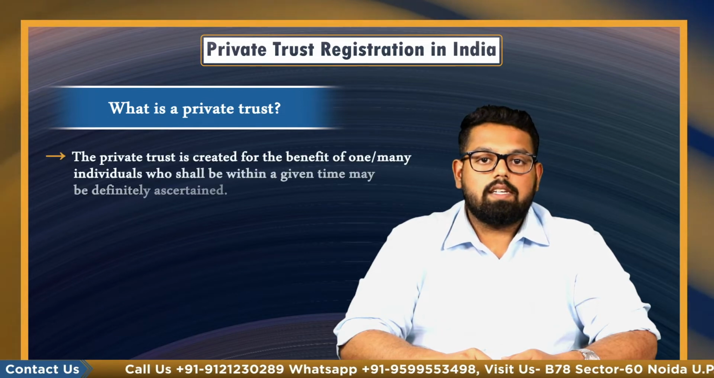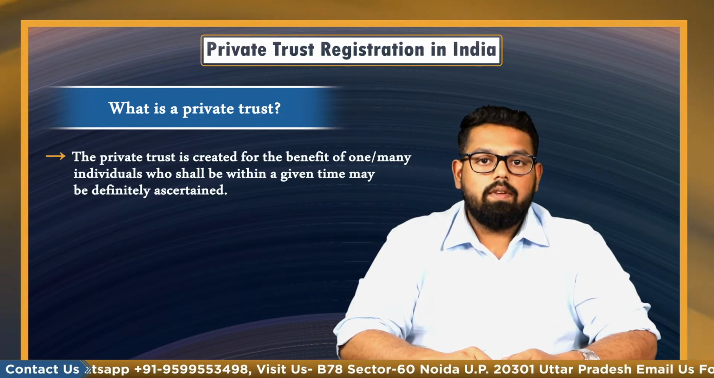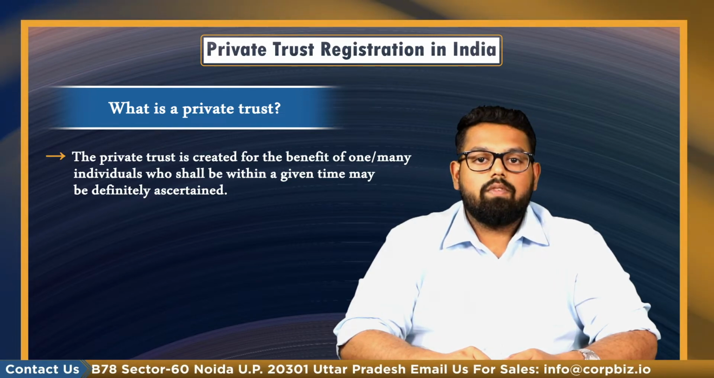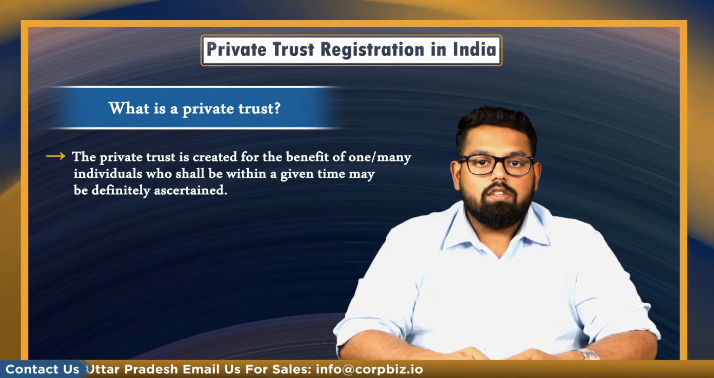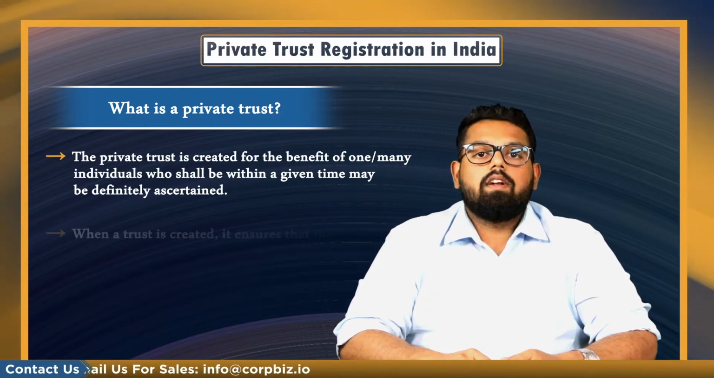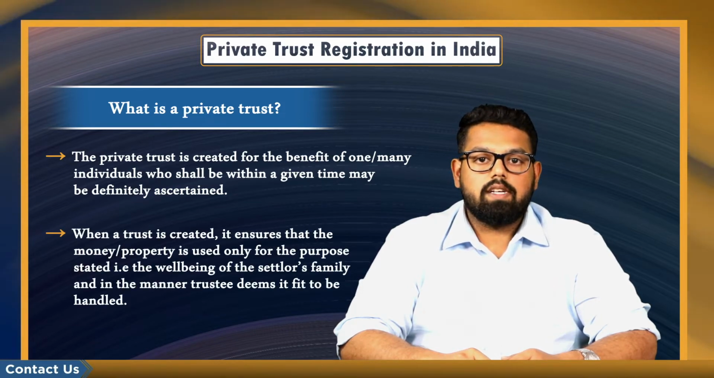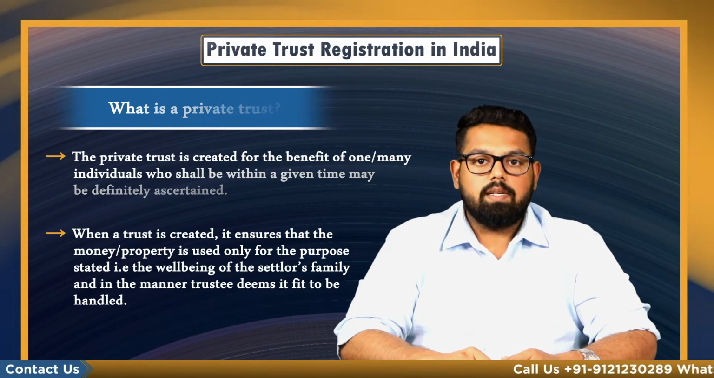The private trust is created for the benefit of one or many individuals who shall be, within a given time, definitely ascertained. In cases where the trust is created for the welfare of relatives, friends or family members, etc., such trusts are known as private trusts. When a trust is created, it ensures that the money and property is used only for the purpose stated, that is, the well-being of the settler's family, and in a manner that the trustee deems fit.